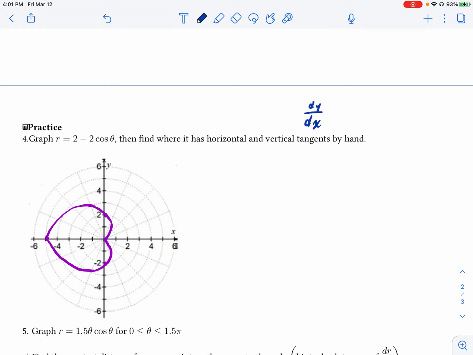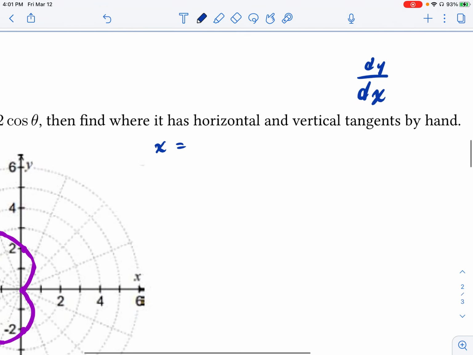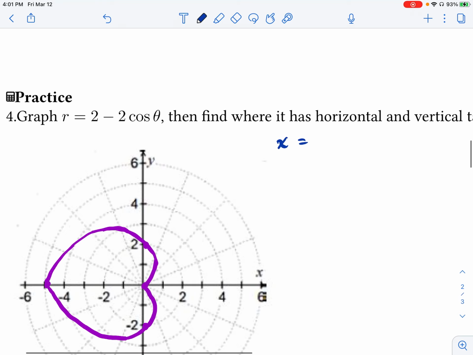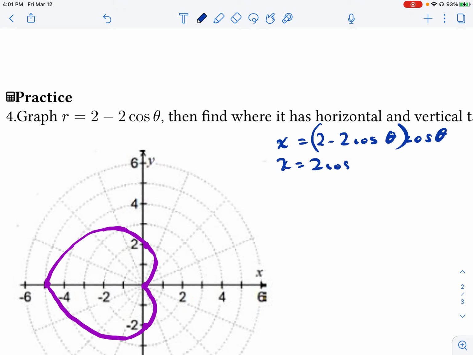So first things first, let's go ahead and find our equation for x. So we know x is equal to r cosine theta, so we're going to go ahead and write this 2 minus 2 cosine theta, all of that times cosine theta. I'm going to put that in parentheses so we can make sure we distribute. So x is equal to 2 cosine theta minus 2 cosine squared theta.